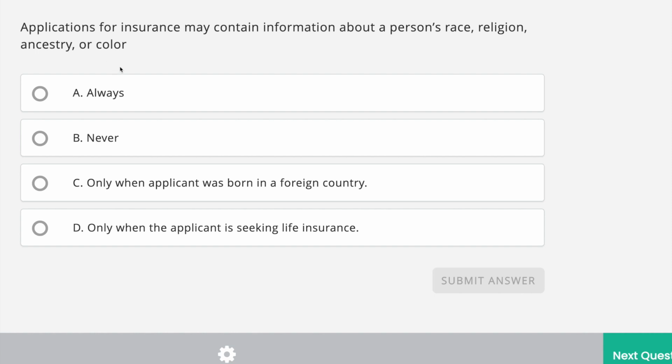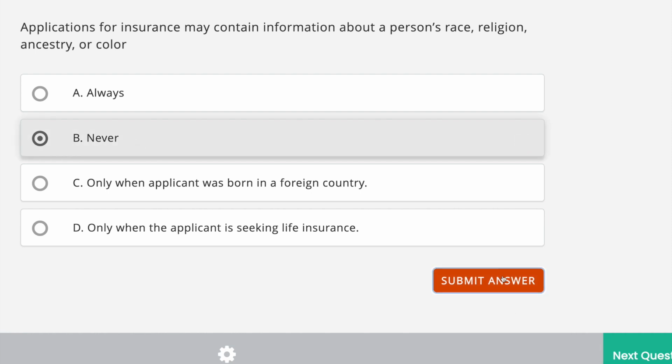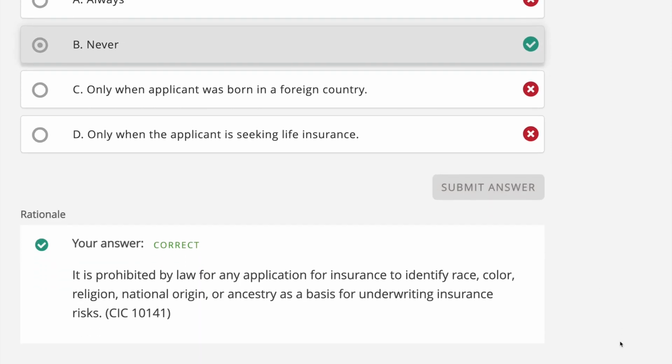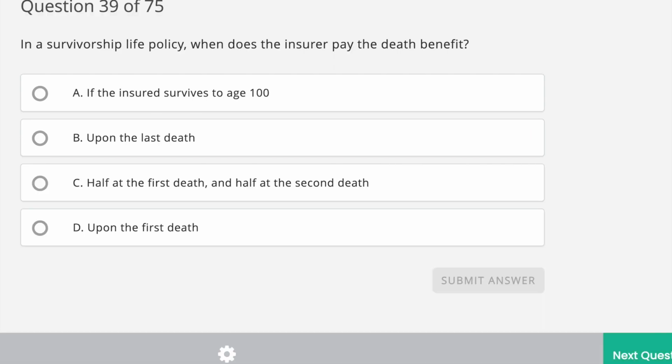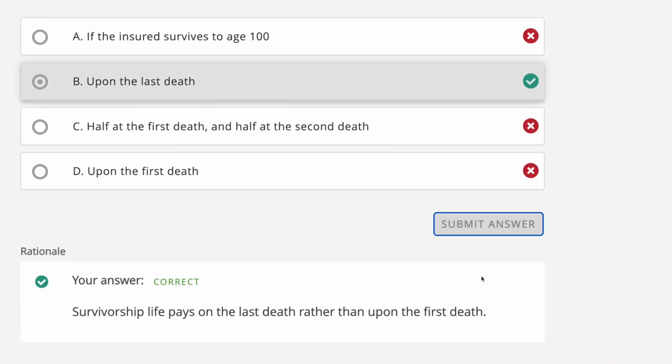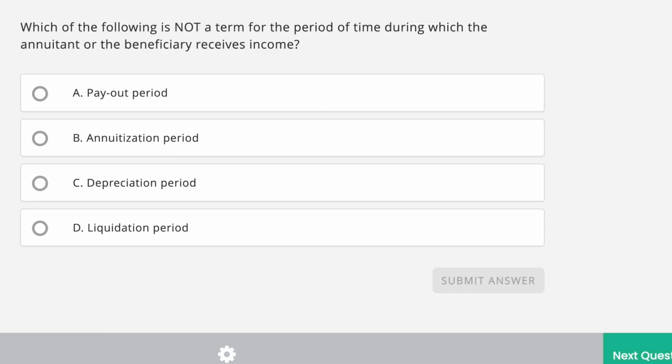Sheesh. I think never, because it sounds like discrimination if you do that. Okay, I was right. So that one, you just use common sense on that one, right? In a survivorship life policy, when does the insurer pay the death benefit? Survivorship, until the last dies. Upon the last death. There it is. The last one's death, because it pays until the survivor dies. That's the last one to die.